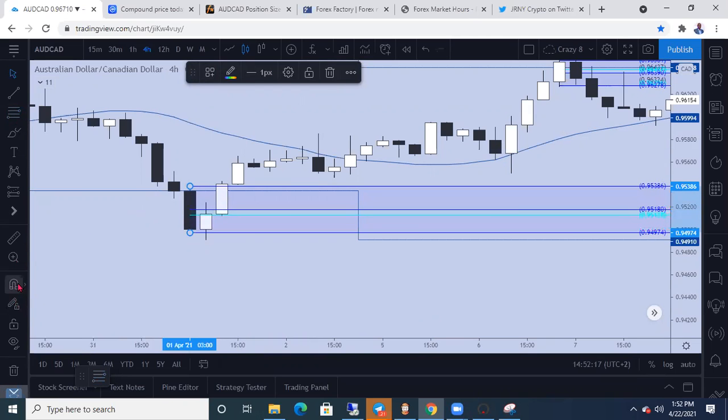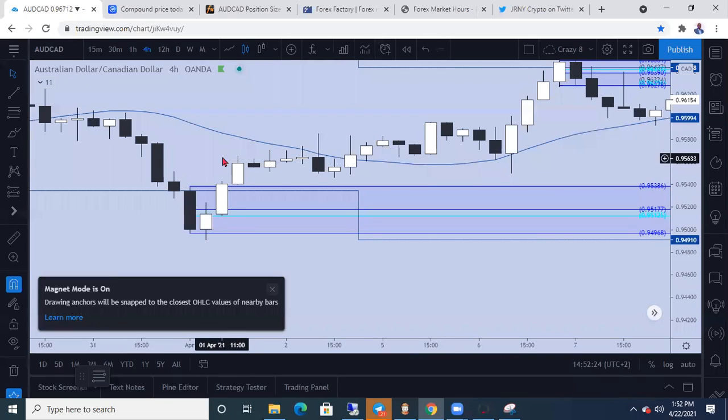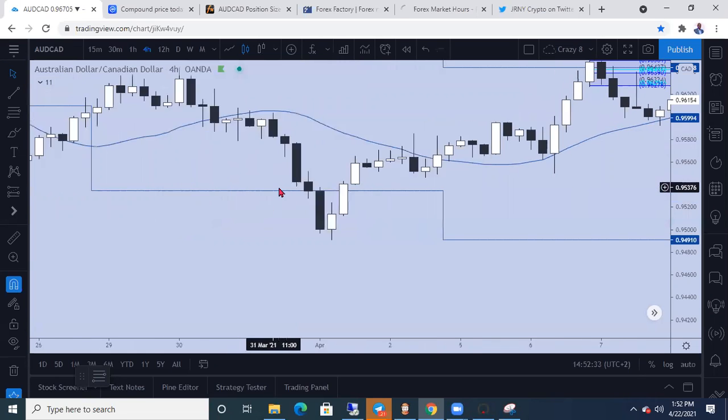We fib it. Again, let me get out this magnet. Fib. And for an inside bar like this, we would be looking for a breakout. So we had a breakout. Unfortunately, we never had a retest, and price went. It happens once in a while.